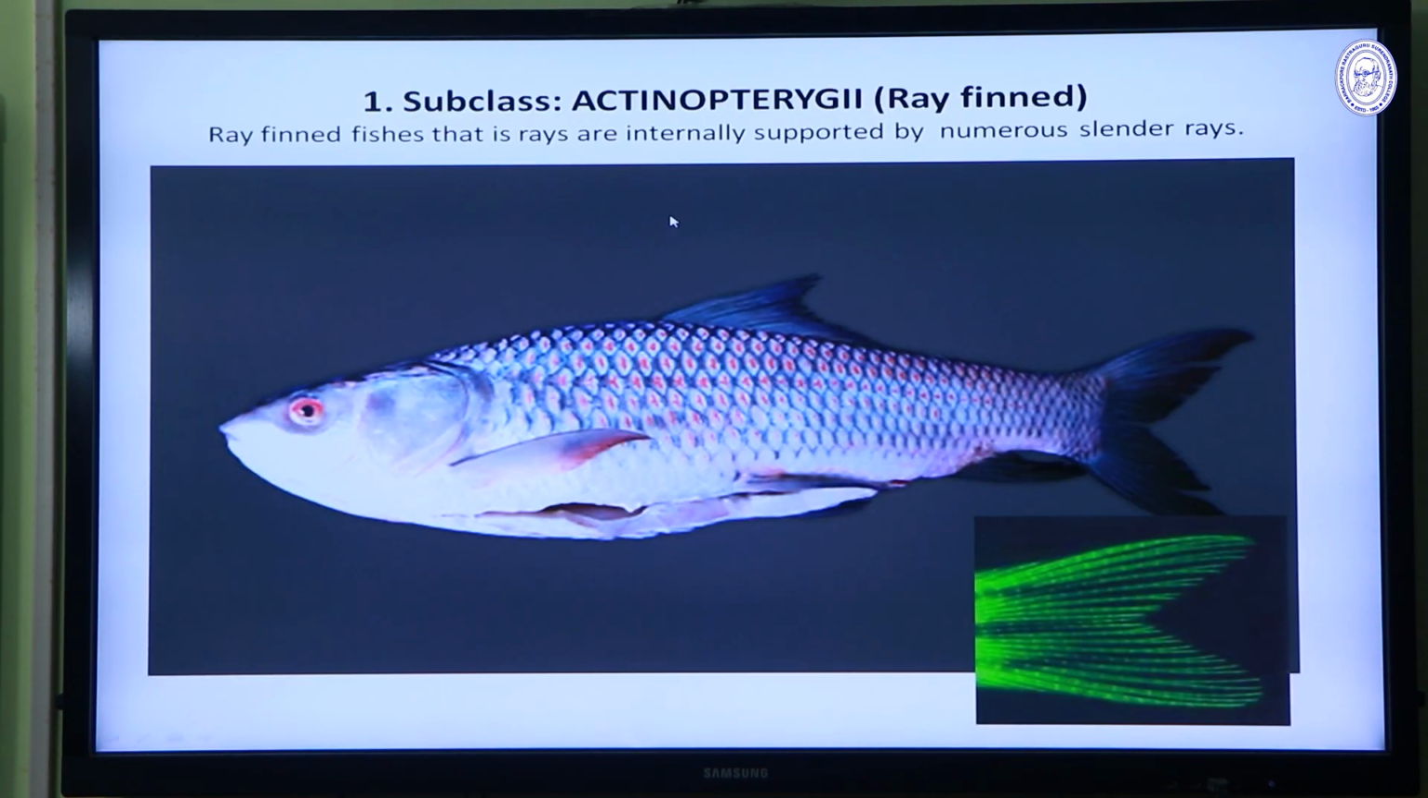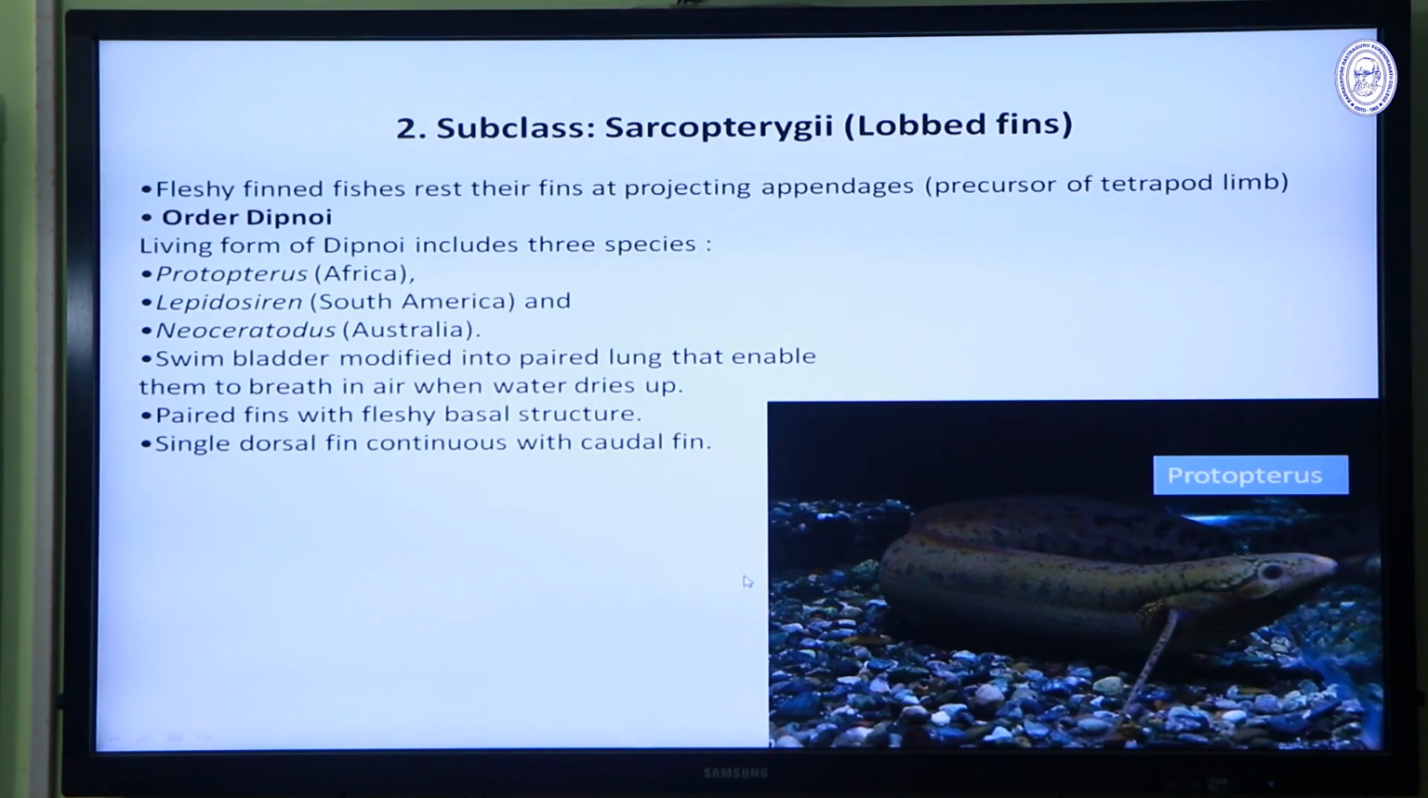Now, the first subclass Actinopterygii, that means ray-finned fishes. If we pull out the fish fins with our hand, we can see this kind of sun-rays-like pattern. These are called rays. That is why these fishes are called ray-finned fishes or Actinopterygii. Subclass Sarcopterygii has lobed fins, and these fins are much more muscular. They can use their fins as limbs or as projecting appendages.